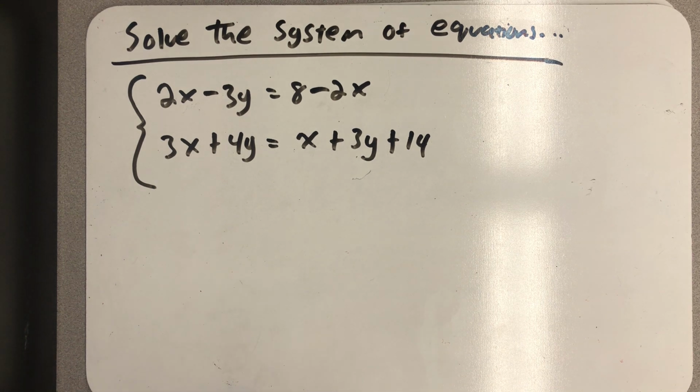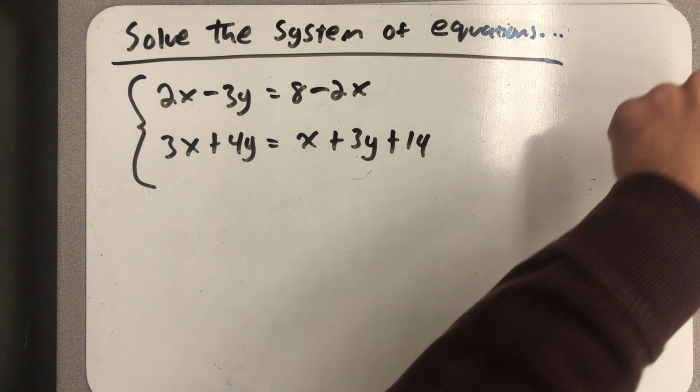If you're watching this video as part of our course at Alamance Community College, our textbook author, Robert Blitzer, actually likes to call the elimination method the addition method. And we'll just learn that those are synonyms, and I like calling it the elimination method.